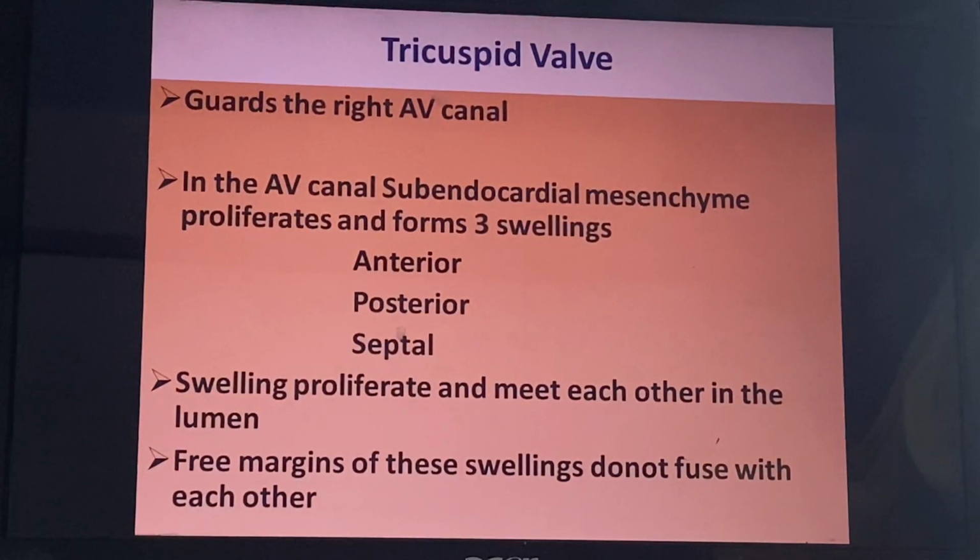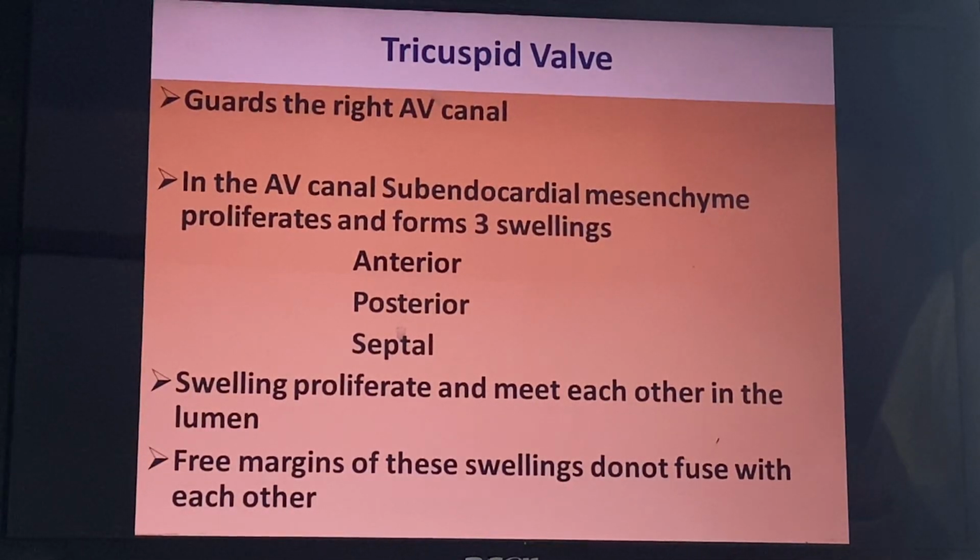So we have discussed how the different chambers of the heart are formed. So this tricuspid valve is basically guarding that right atrioventricular canal. In the AV canal, subendocardial mesenchymal proliferation happens and forms three swellings which are lying anterior, posterior and on the septal wall. Now the swellings proliferate and meet each other in the lumen. The free margins of these swellings do not fuse with each other. So this is how these are formed.